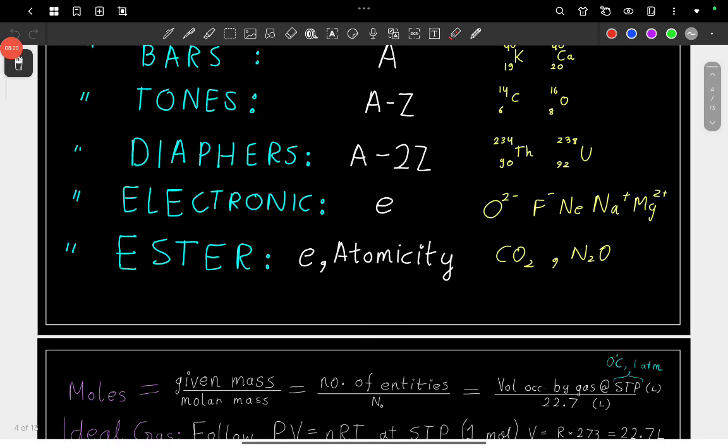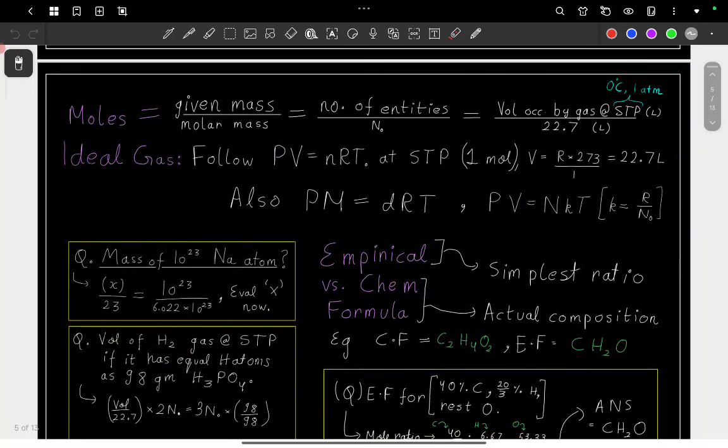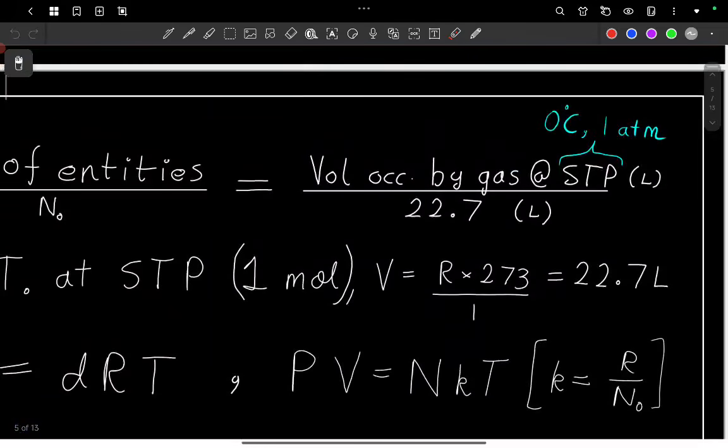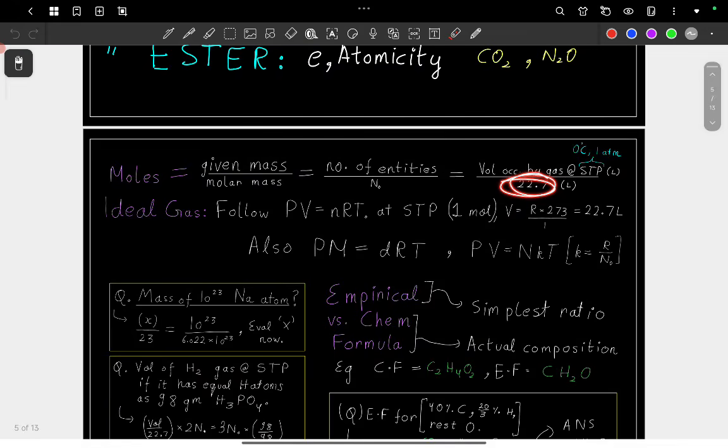Okay. Now let's look at some more definitions. These are the ways we can find the number of moles of a substance. If its mass is given, we divide it by the molar mass. If the number of entities is given, we just divide it by Avogadro's number. And this is interesting. If it is a gas and it occupies some volume at 0 degrees Celsius and 1 atm, also known as standard temperature and pressure, that volume when divided by 22.7 gives us the number of moles. How did we get this value 22.7?